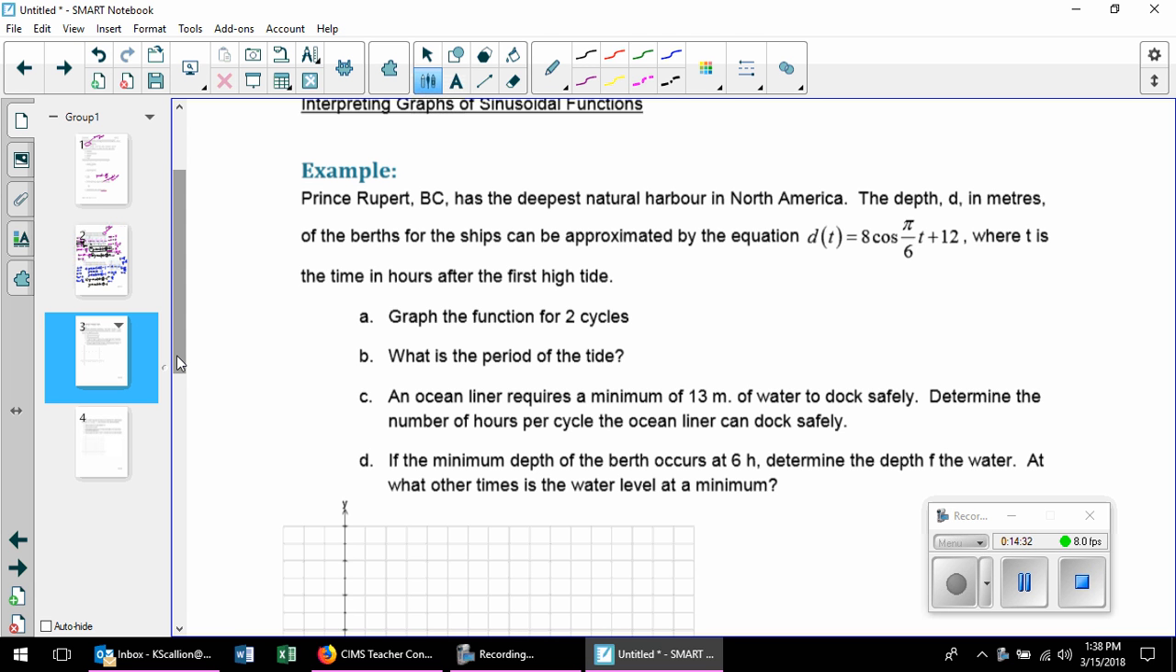So let me tell you about tides. You have 2 high tides a day and you have 2 low tides a day. Okay, these are things that we just know on the coast where I grew up, so you're supposed to know this.